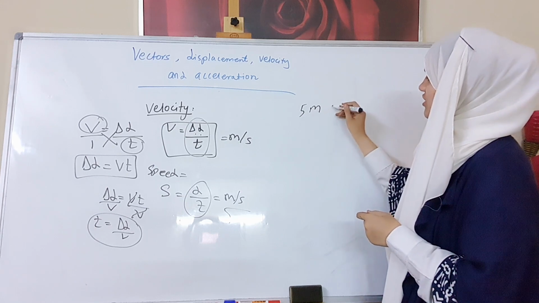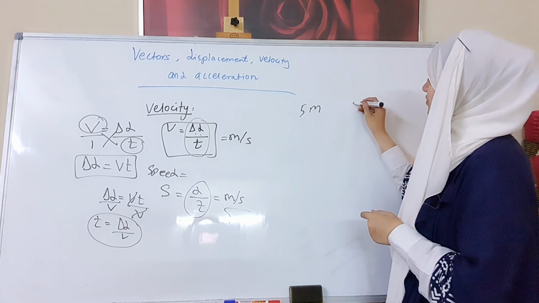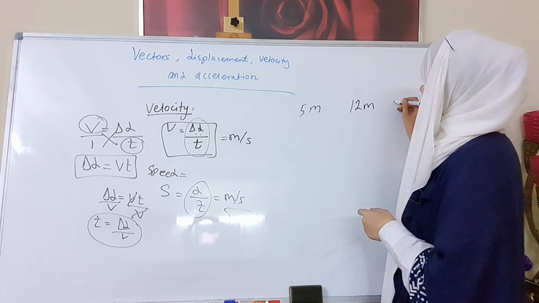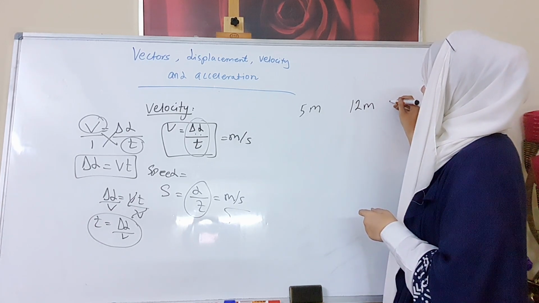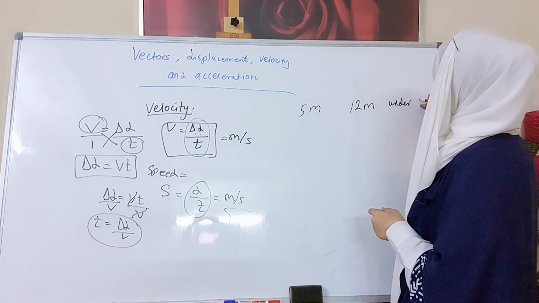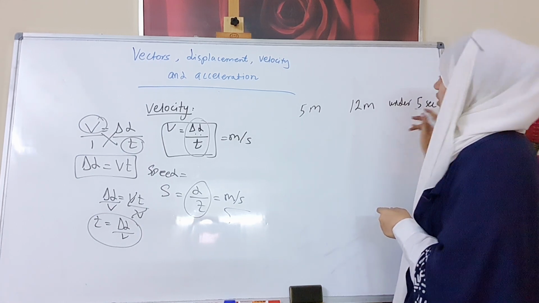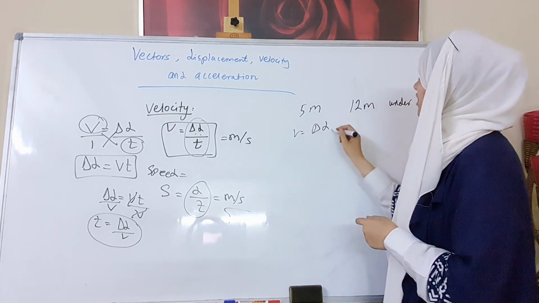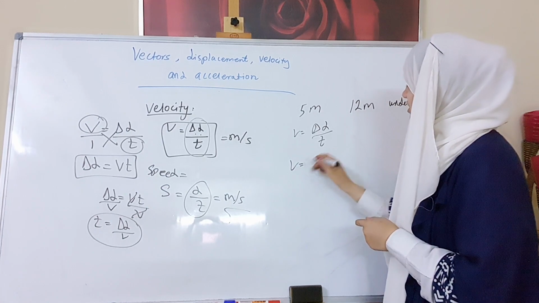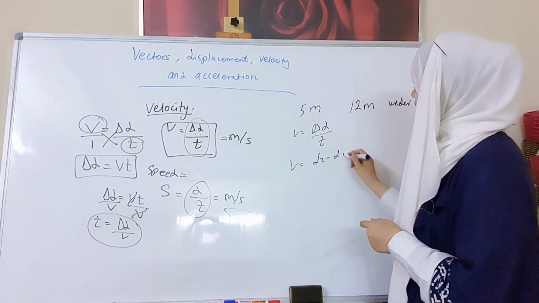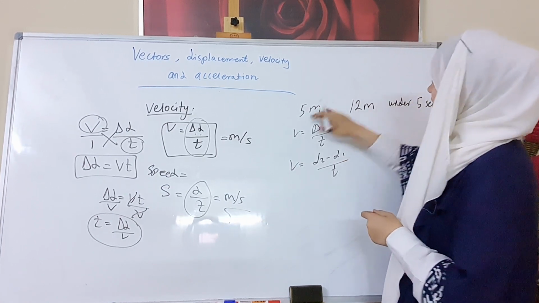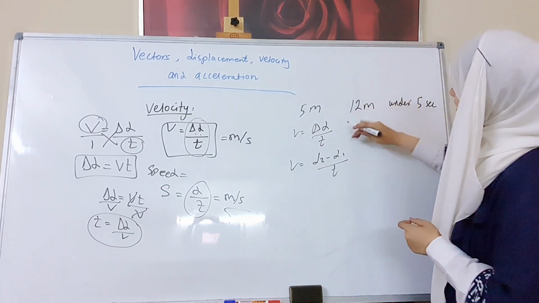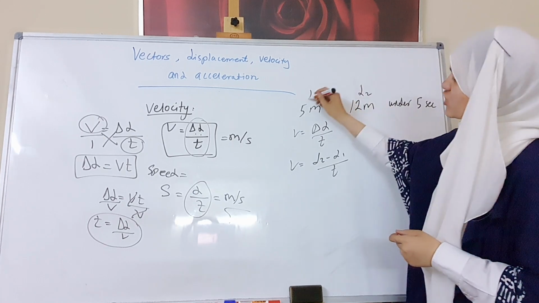Okay, starting from 5 meters and stopping at 12 meters, under 5 seconds, what will be its velocity? Velocity means change of displacement over time, so velocity is equal to d2 minus d1 over t. Right now, we're here with d1 and d2. The final displacement, d2, will be 12, and then d1.